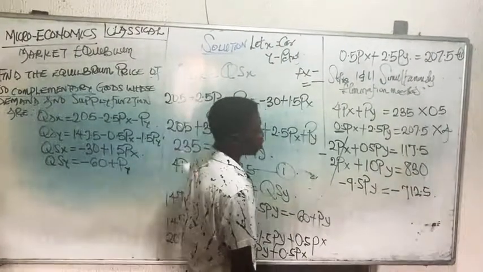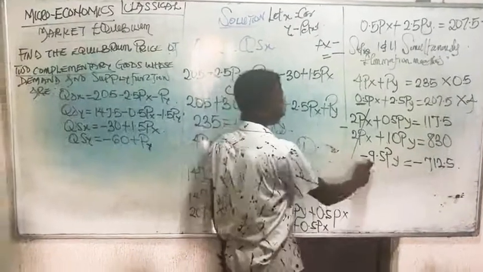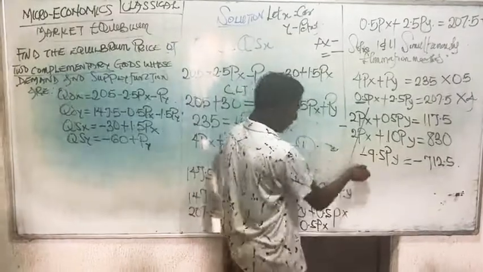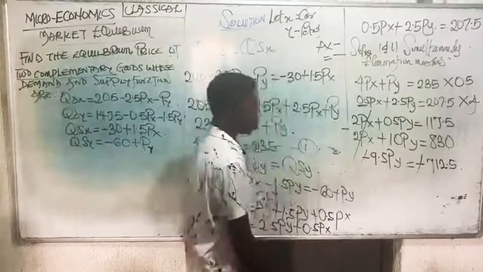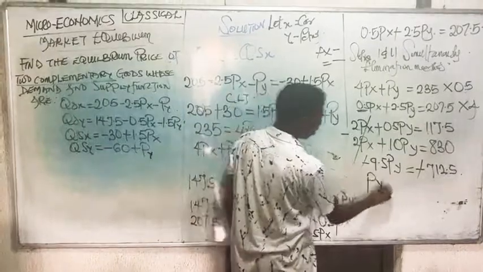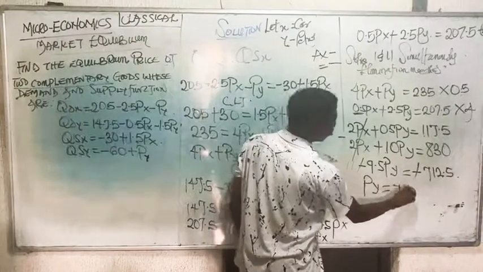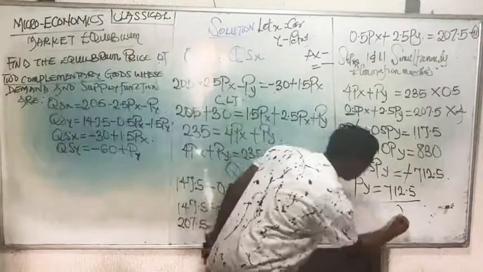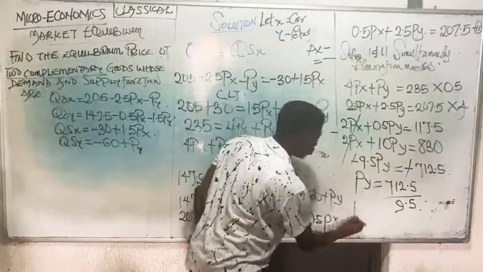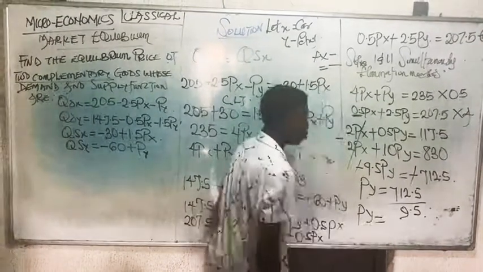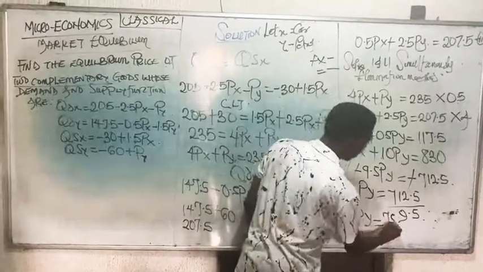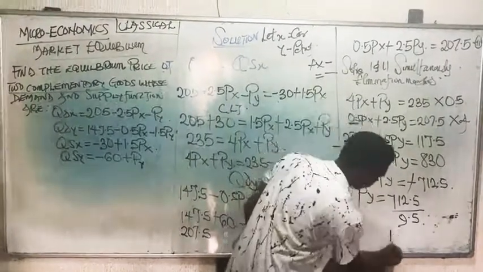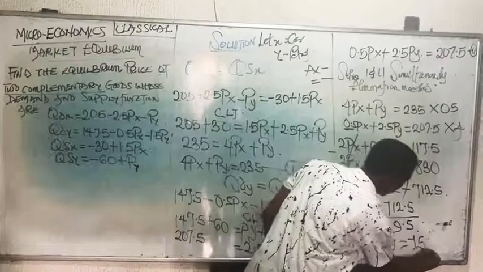The next thing to do is to divide both sides by 9.5, the coefficient of Py. The negative value will cancel the negative value. So Py equals 712.5 divided by 9.5. So Py equals 75.